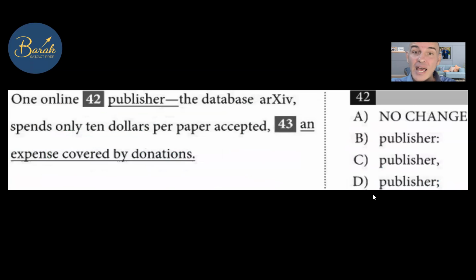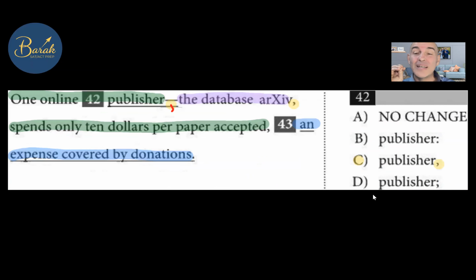Let's take a look at an even more complex one. This is the one we looked at earlier, 42, which we said we can remove the purple because C creates a double comma, which means parentheses, which means we can remove it and read it smoothly. But once we remove the purple, courtesy of those two commas, then that other comma just creates a classic full green, comma, partial in blue. One online publisher spends only $10. That's a full, comma. An expense covered by donations, that's a partial.